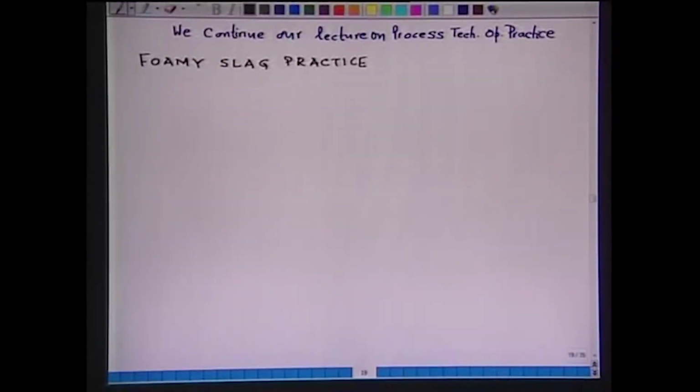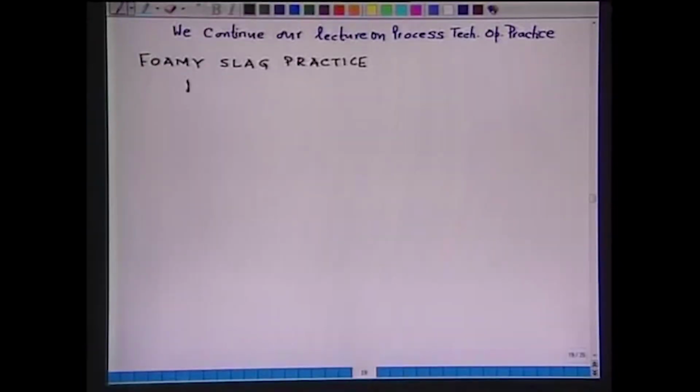So, we continue our lecture on process technological operating practice. In that sequence, we will be discussing today foaming slag practice. As I have already explained what is a foaming slag and how does it form in our lecture on slag making fundamentals. Now, the advantages of foaming slag practice are, for example, heat transfer to the bath is enhanced.